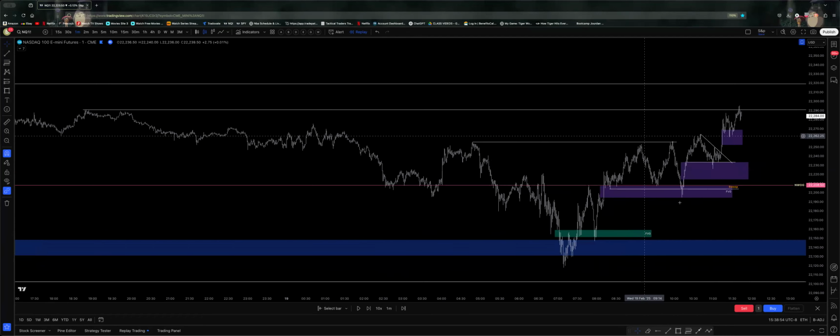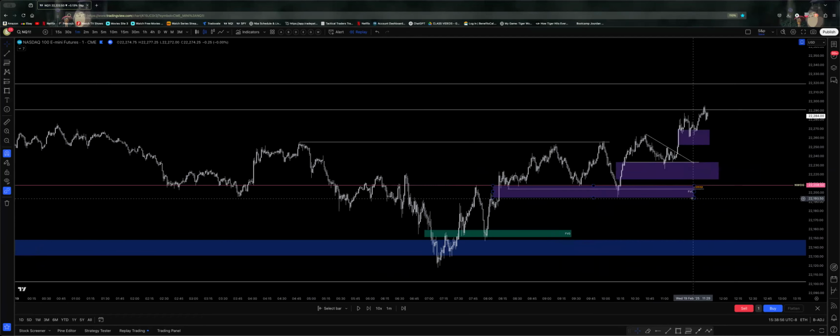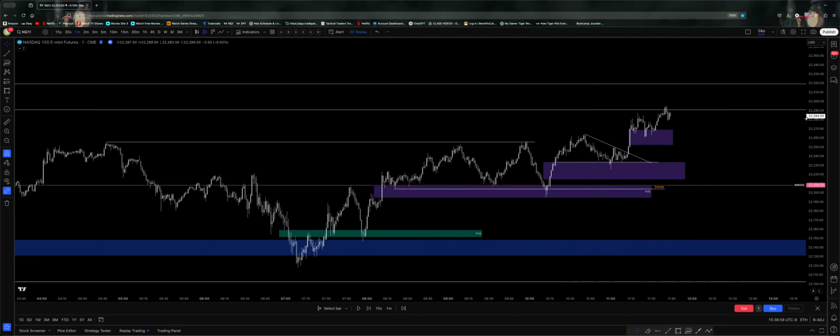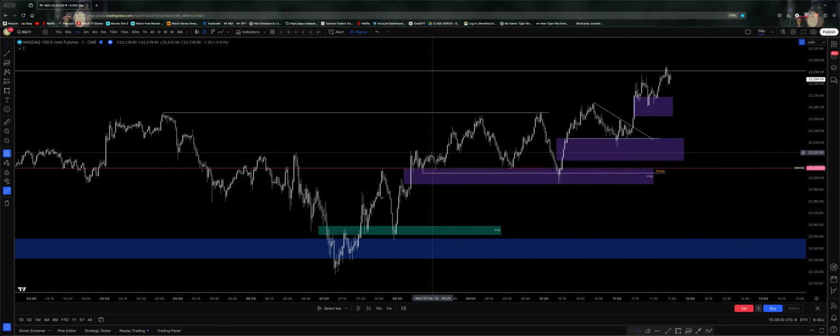So wait for price to come back and wait for that sweep. And this is actually called a turtle soup. So if you trade the ICT, it's called a turtle soup. So you have liquidity inside some type of fair value gap or order block, and we wait for price to sweep inside there.